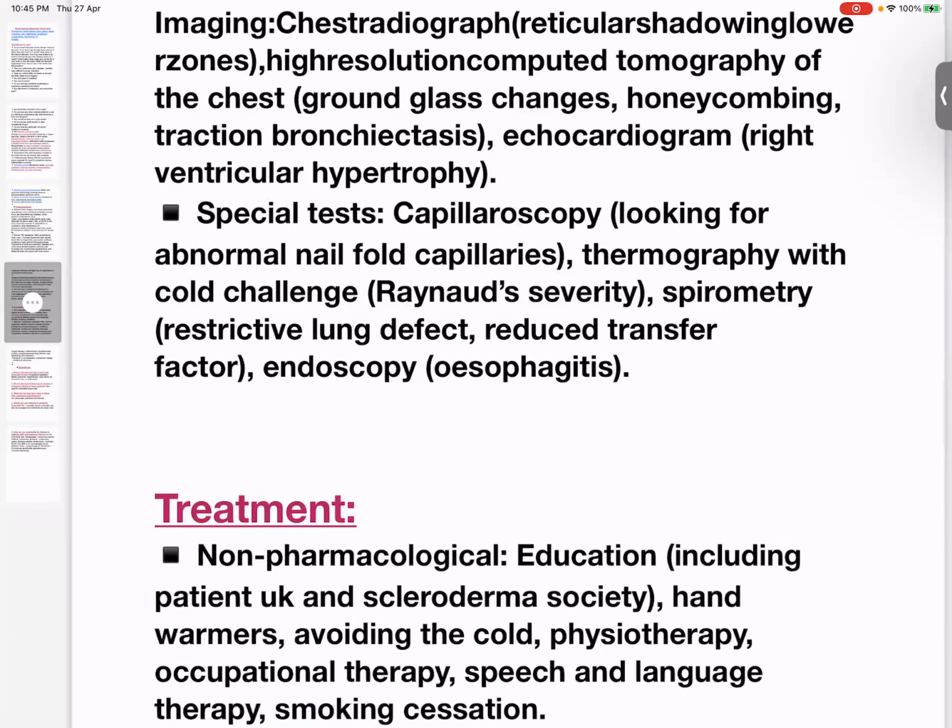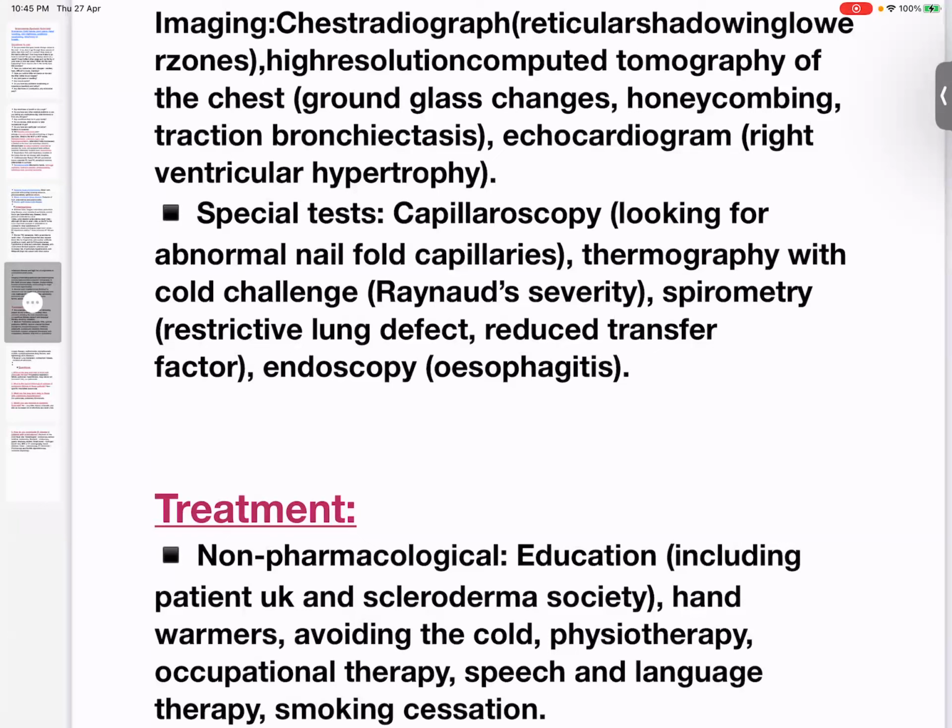Other tests for Raynaud's phenomenon: capillaroscopy, looking for abnormal nail fold capillaries, and thermography with cold challenge for Raynaud's severity. These tests are not done because it's against the patient's welfare. Spirometry, any chest investigations can be done.